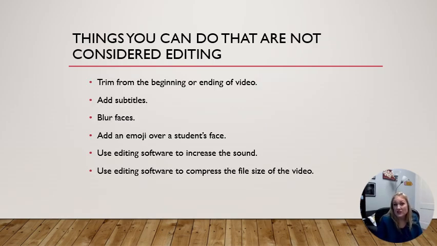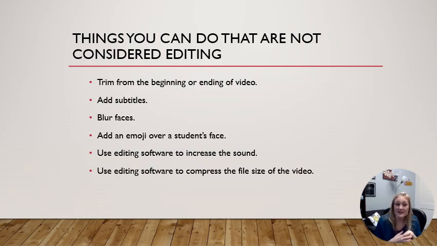These are things that you can do even in editing software that edTPA does not consider editing. You can trim off the beginning or the middle of the video. What you can't do is select, I want this 2 minutes from here and this 2 minutes from here, and put those together. You can add subtitles. If you can't hear a student, you can add subtitles, or if you're not that technology savvy, you can add a transcript at the end of the commentary.